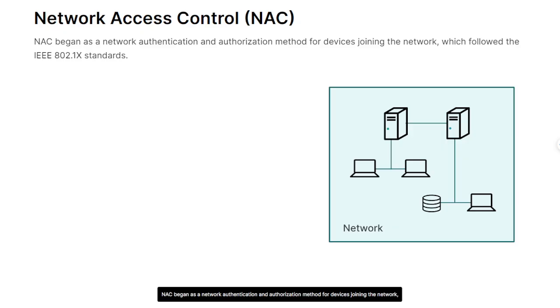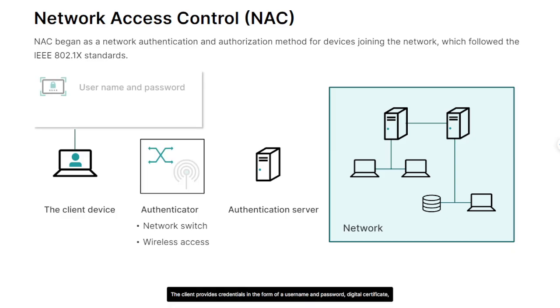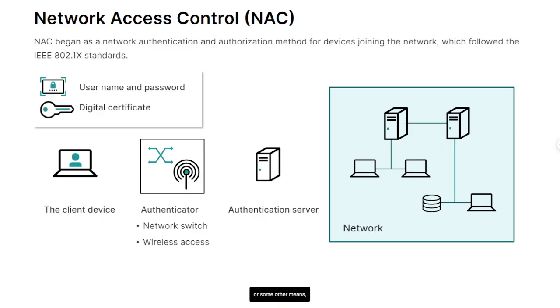NAC began as a network authentication and authorization method for devices joining the network, which follows the IEEE 802.1x standards. The authentication method involved three parties: the client device, the authenticator, and the authentication server. The authenticator could be a network switch or wireless access point that demarks the protected network from the unprotected network. The client provides credentials in the form of a username and password, digital certificate, or some other means to the authenticator, which forwards these credentials to the server. Depending on the outcome of authentication, the authenticator will either block the device or allow it to access the network.